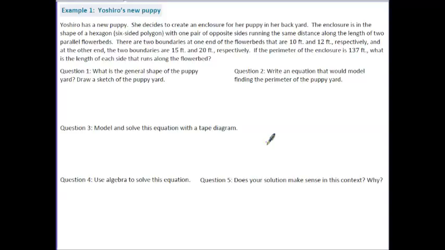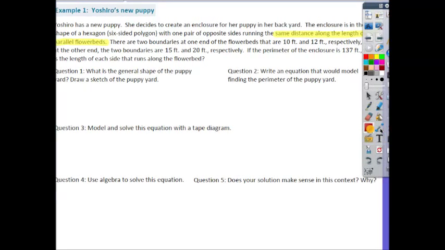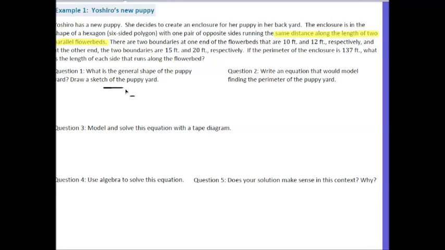flower bed? The first thing I want to do is sketch a scenario of this picture, and that's what question 1 asks us to do. What is the general shape of the puppy yard? Draw a sketch of the puppy yard. So we know that it has to be a hexagon, and one of the big elements that they told us was we have a pair of sides running the same distance along the length of 2 parallel flower beds. What that really tells me is that my problem is going to have 2 parallel lines that are the same length. Then we have 2 sides that connect it.